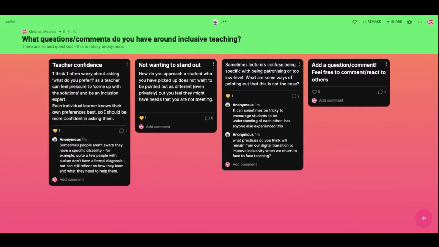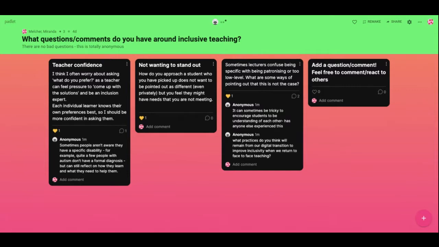So I forget who said it in the chat, but saying things like, having your cameras on is optional. There might be very good reasons you don't want to have it on, but you should feel free to put it on if you want to. Making sure that's incredibly clear from you at the beginning can reduce students getting annoyed at each other for cameras on or off, for example. So making clear what your expectations are can be quite powerful.